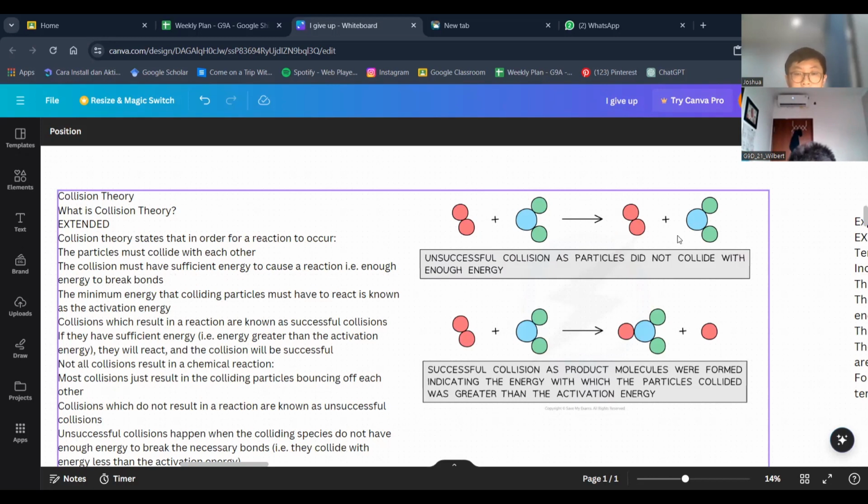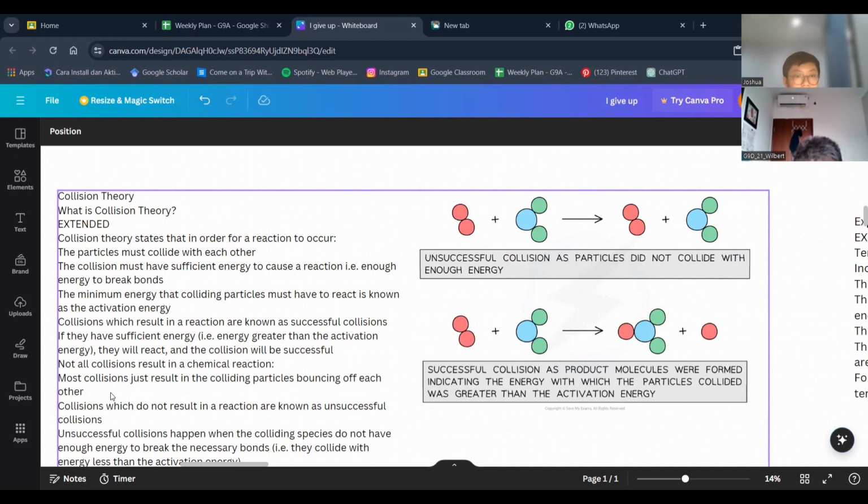It's still the same. But underneath it, it shows a successful collision where the molecules were altered somehow. As you can see, the original double bond of this molecule eventually changed into single ones. So to follow on, collisions which result in a reaction are known as successful collisions, this one, if they have sufficient energy. So it can be greater than or equal to the activation energy and they will react. The collision will then turn out to be successful like this one.